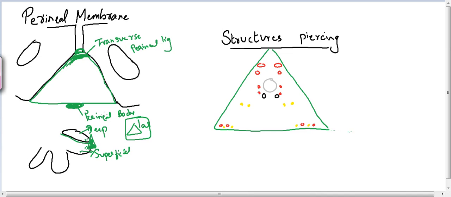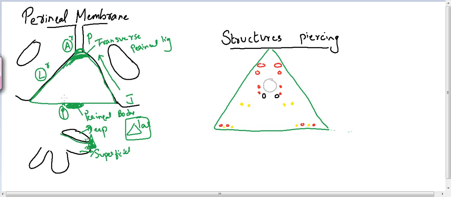Whereas laterally, the perineal membrane gets attached to the periosteum of the ischiopubic ramus. This is the ischium and this is the pubis. Obviously, this is called the ischiopubic ramus. So that is the lateral attachment. So anterior attachment we saw, posteriorly we saw, and the lateral. These are the attachments of the perineal membrane.